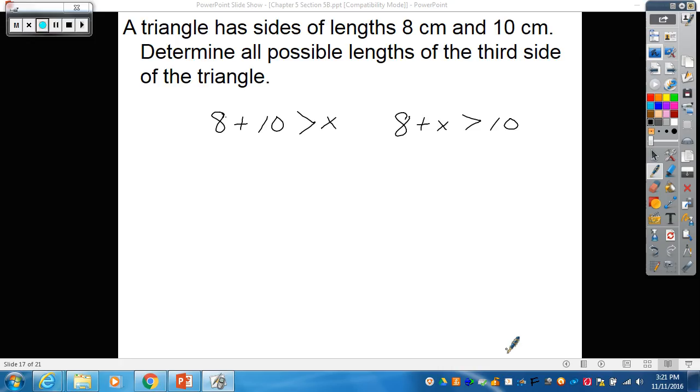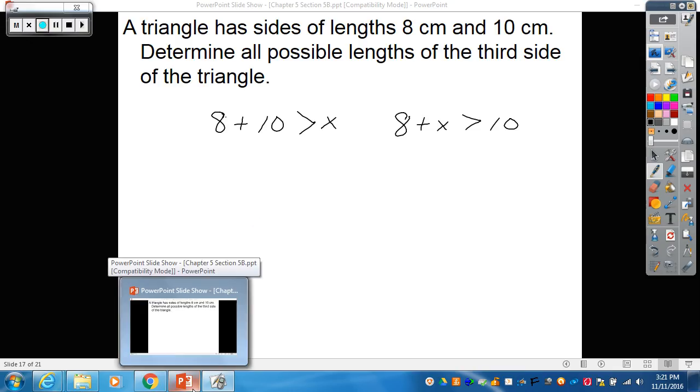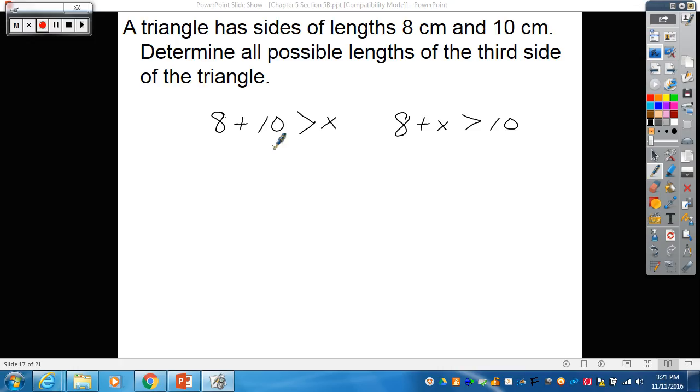Okay? So from there, if I solve for x in both of these examples, I should be able to figure out the range of possible lengths for the third side. In this one, I've got 18 is greater than x. Now, a lot of people like to read from left to right, but it's actually more beneficial in this one to read from right to left, because I want to know what x is.